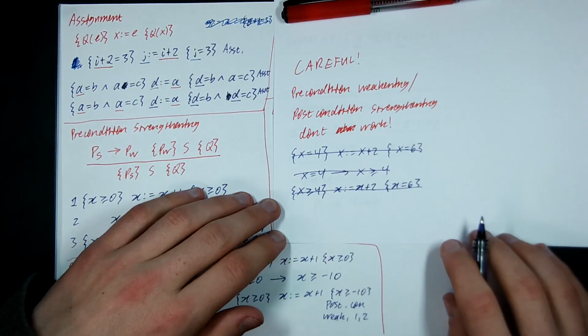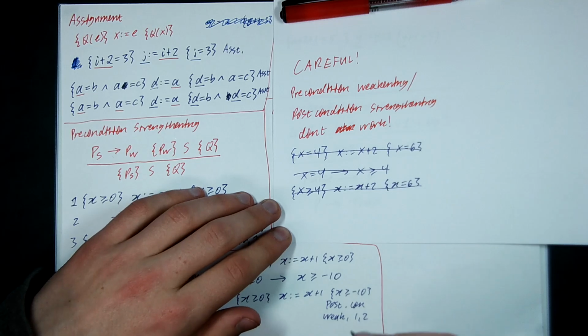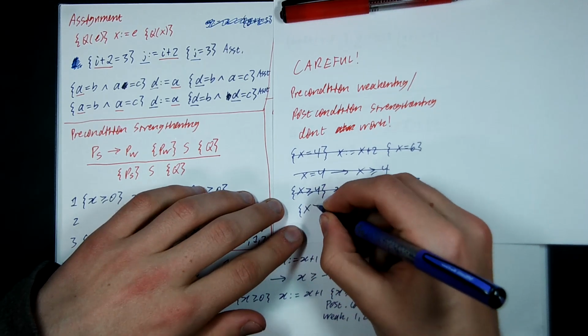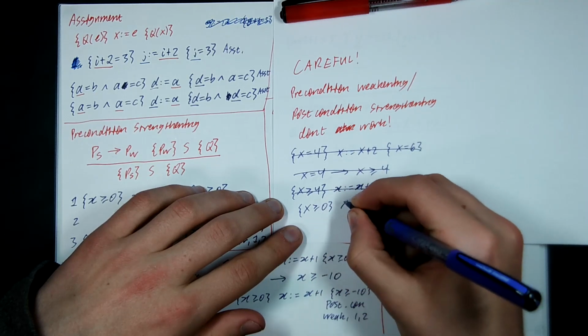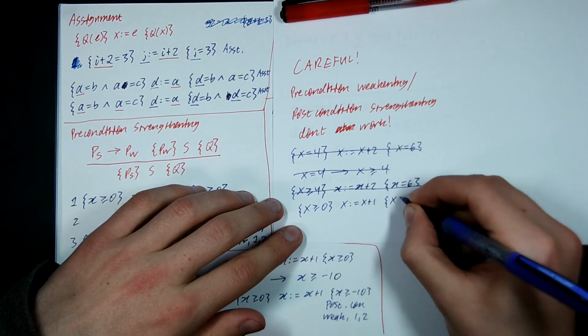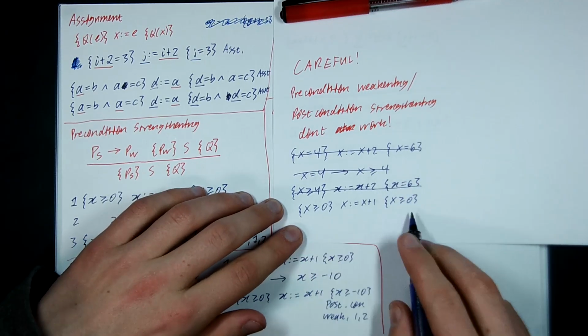Similarly, postcondition strengthening is also bogus. And we can show that the same way. So suppose I have some code. x is greater than or equal to 0. I increase x by 1. And then afterwards, x is still greater than or equal to 0. Okay, this is a valid Hoare triple.